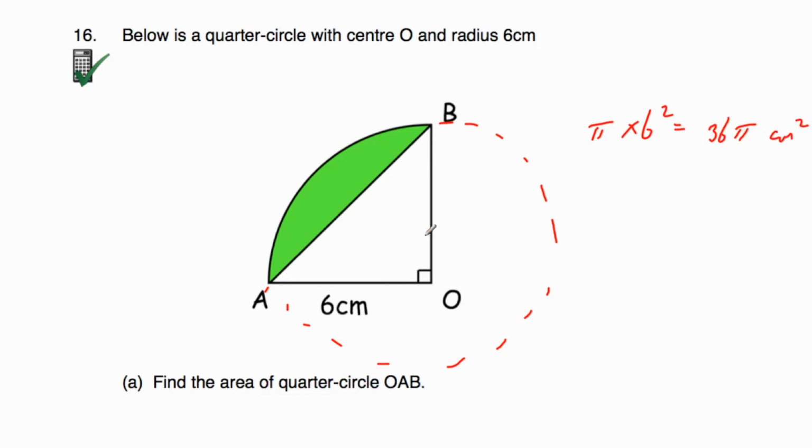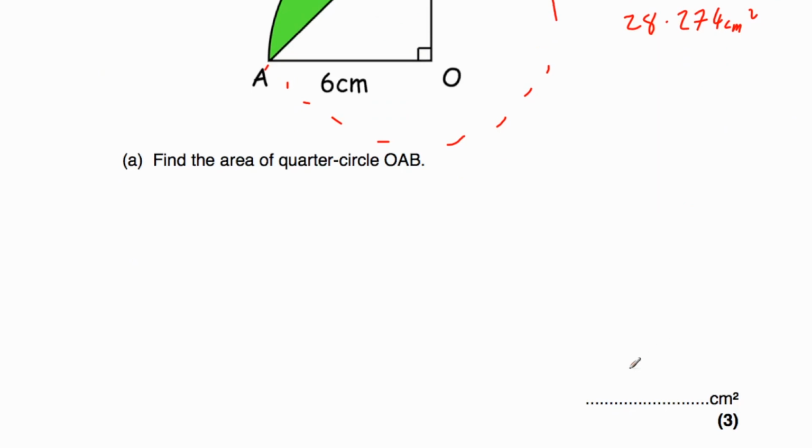So that's the area of the whole circle. And then if we divide that by 4, 36 pi divided by 4, that will be the area of the quarter circle. And 36 pi divided by 4 is equal to 9 pi centimetres squared. So the area of this quarter circle is 9 pi centimetres squared, or if I want it as a decimal, it would be 28.274 centimetres squared to 3 decimal places. So that is part A. Part A, we've got 28.274 to 3 decimal places.